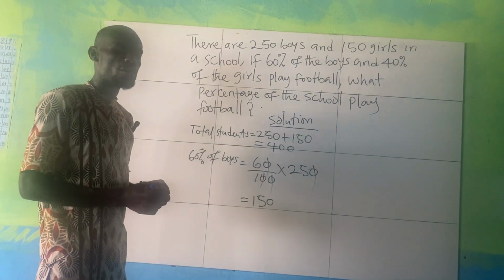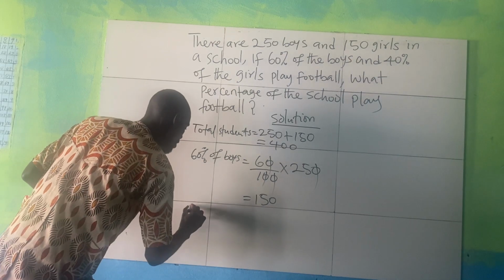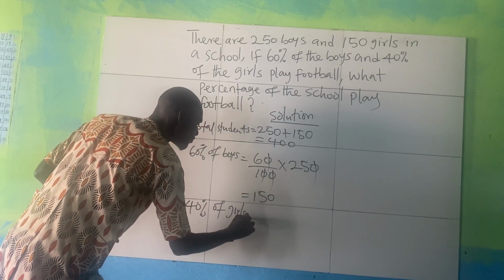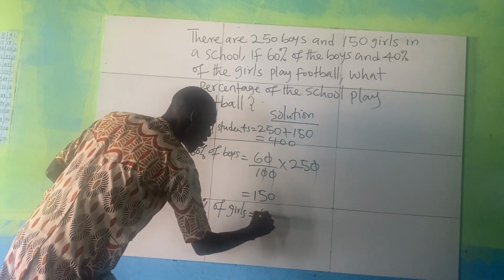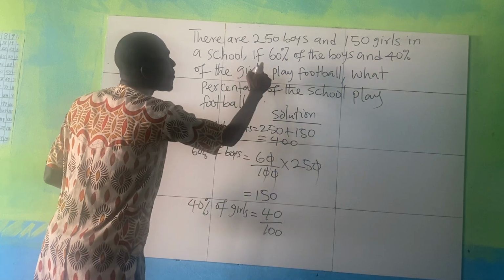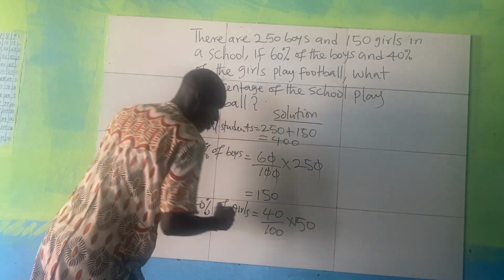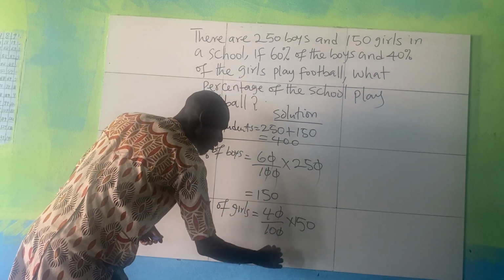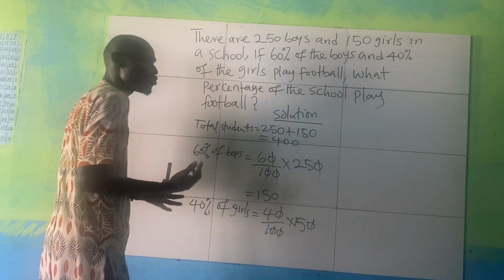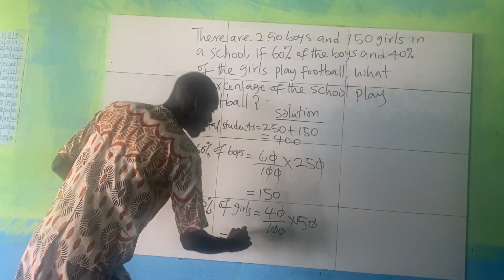Now let us do it for girls. Girls is 40%. 40% of girls is equal to 40 over 100 multiplied by 150. 0 cancels 0, 0 cancels 0. We are left with 4 multiplied by 15, which will give us 60. So it is equal to 60.